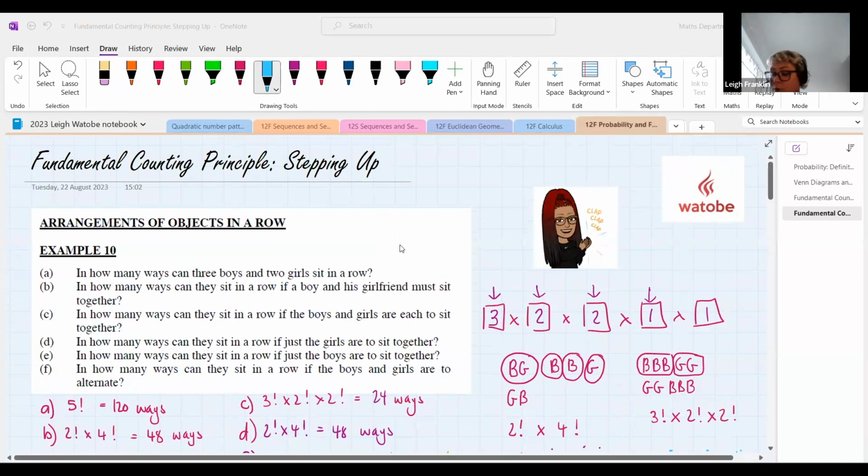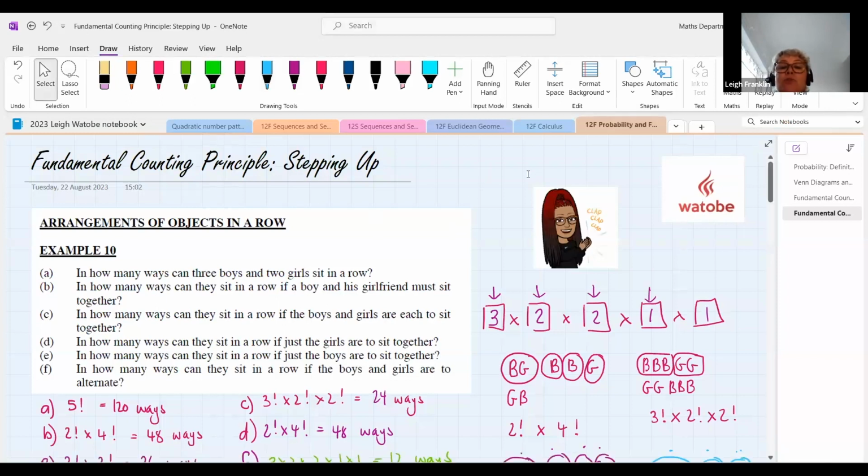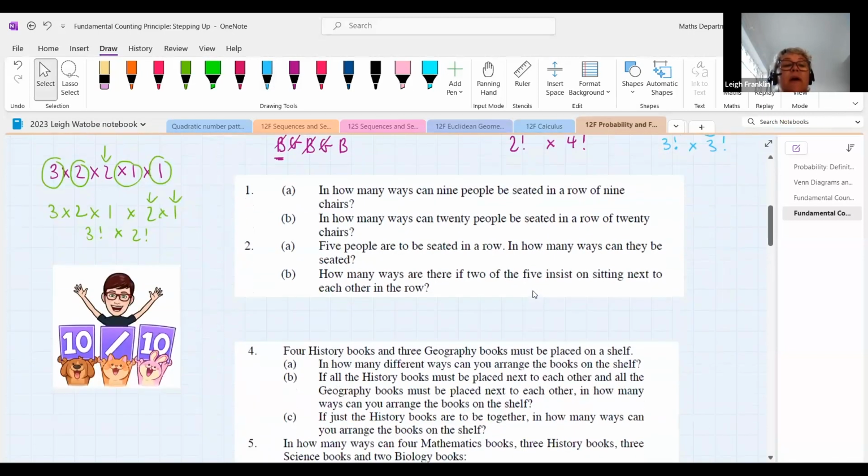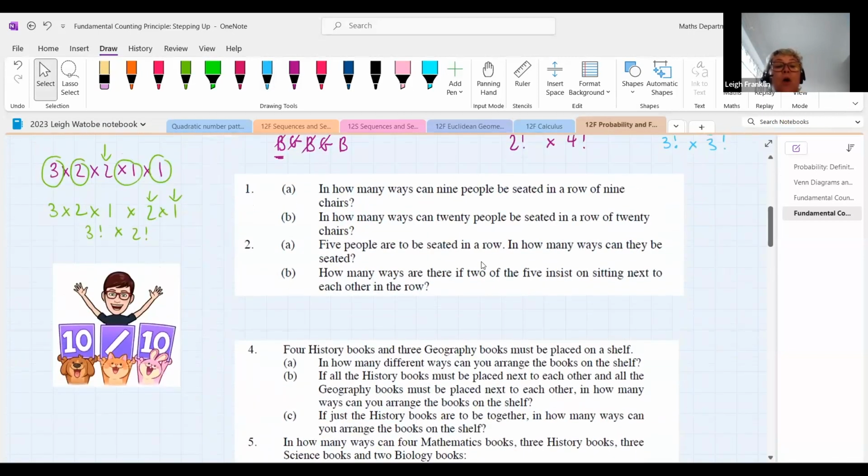Don't be afraid to stop and say, am I sure, or have I made a mistake? I do make mistakes, and I'm certainly not going to say that I don't, and I don't mind if you stop me and ask me if you're not sure about something I've done. Okay, so let's have a look at a couple of different questions that they ask us. I'd like to do question number 1 with you, and then we're going to talk about some books, because they like to organize books in a row as well. So let's just look at question 1A and B for now.